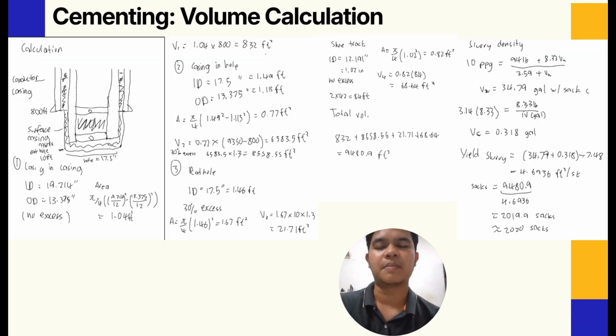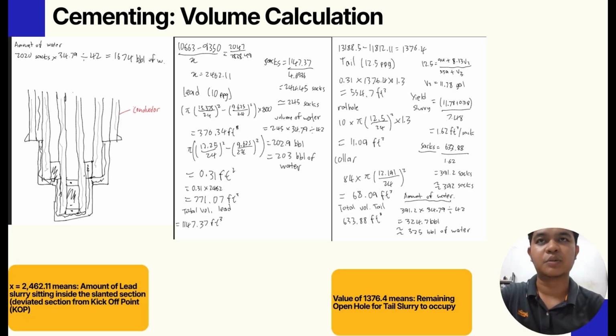So we continue to the last part, which is volume calculation. For volume calculation, we follow step by step: casing in hole, and then we account for the rat hole and the shoe track, and we calculate the total volume from the bottom of the rat hole until the conductor casing. And we calculate the slurry density, the yield of slurry, the sacks, and the amount of water.